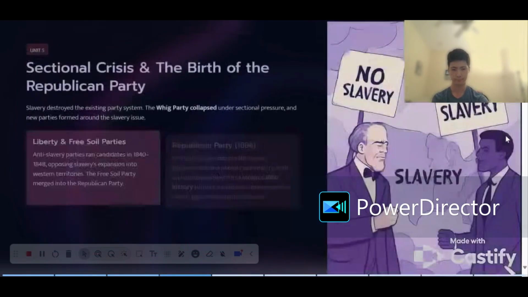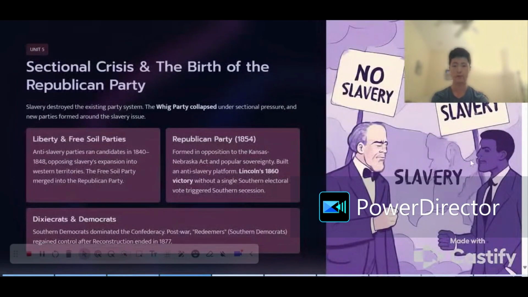The Whig Party ultimately collapses under sectional pressure and slavery because the Whig Party wasn't diverse enough. It didn't foster much unity because it was just based on northeastern economic kind of stuff. And as slavery becomes a big issue, we see a couple of new parties form, the Liberty Party and the Free Soil Party, both of which oppose expanding slavery into Western territories. The Free Soil Party mainly did it for economic reasons.